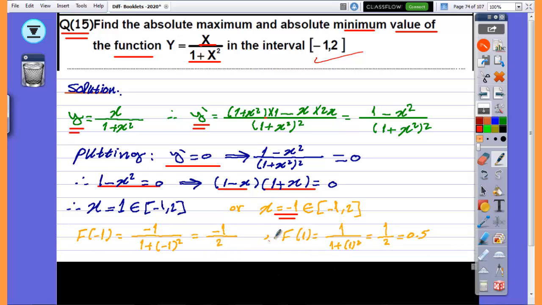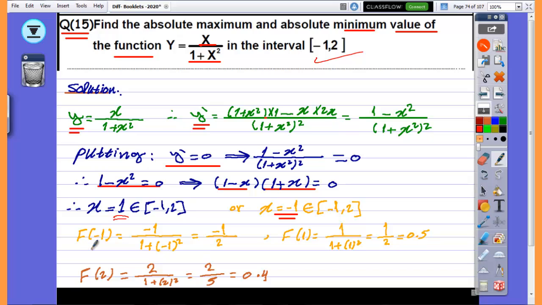Now, there is a critical point when x equals 1 and x equals negative 1. And we find the absolute maximum or minimum at critical points and at the beginning of the interval and at the end of the interval. So f of negative 1 equals negative 1 over (1 plus negative 1) all square. It means it is equal to negative 1 over 2.